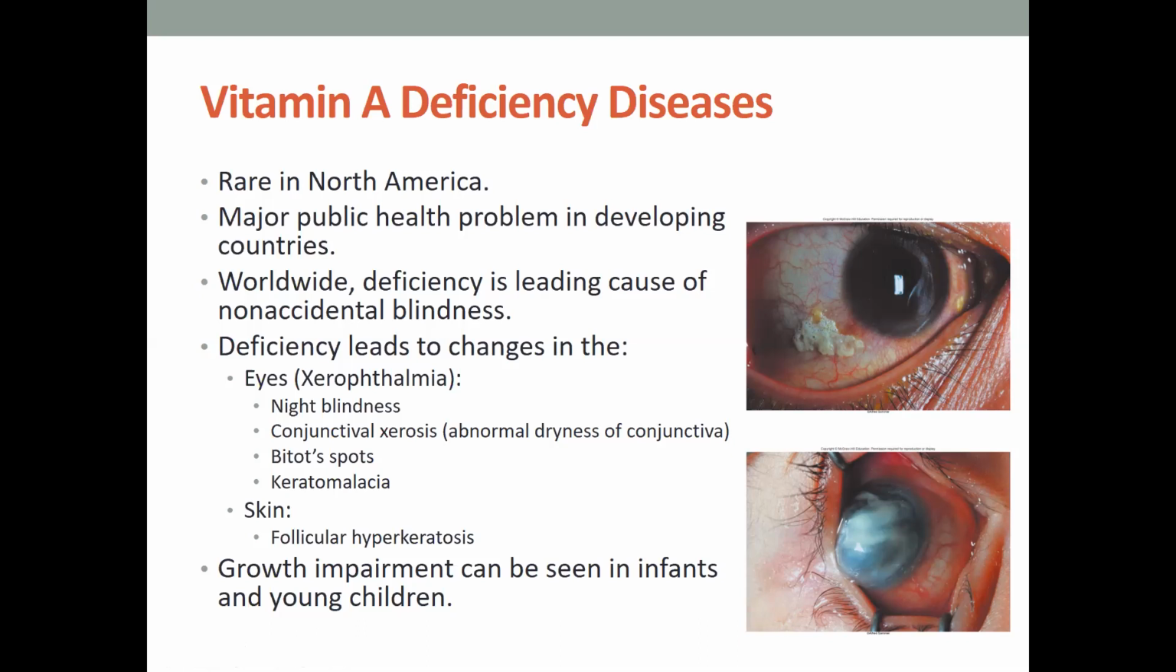Keratomalacia, where you start to have this sort of growth over the eye that is obviously going to impair vision. For your skin, follicular hyperkeratosis, you'll start to get kind of these scaly areas on your skin. Vitamin A deficiency in infants and young children can impair growth.